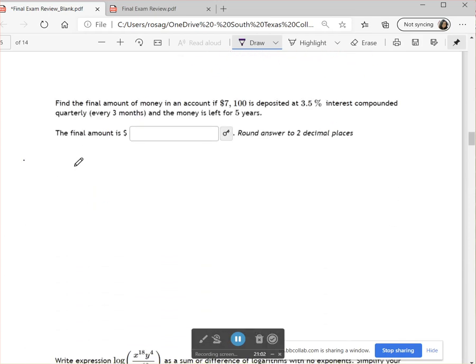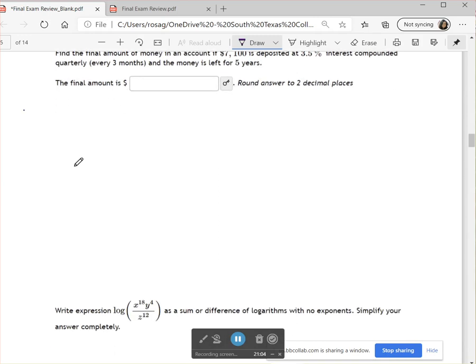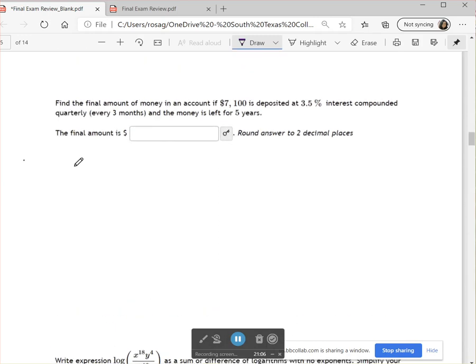This is another word problem. This is going to be a formula that is on your formula sheets. Find the amount of money in an account if you have this deposited at 3.5% interest compounded quarterly, and the money is left there for 5 years. The formula I'm referring to is the compound interest formula.